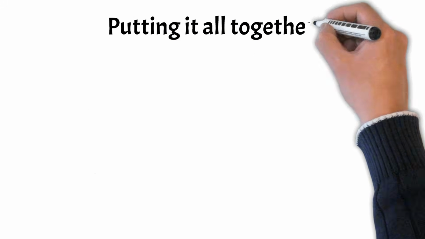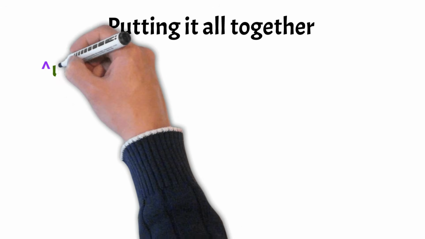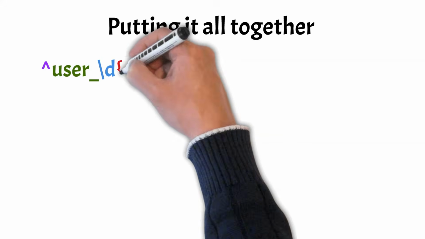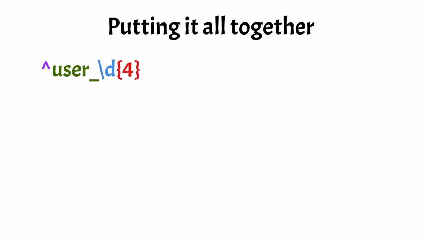With these core concepts covered, we can now dissect the pattern from the beginning of the video, analyzing it left to right exactly as the regular expression engine would. We begin with the start anchor, which asserts that the match must begin at the absolute start of the string. Next is the literal text string user underscore, which requires an exact, character-for-character match. This is immediately followed by \d with 4 inside the curly braces, a shorthand class representing any digit, bound by a quantifier requiring an unbroken sequence of exactly 4 digits.